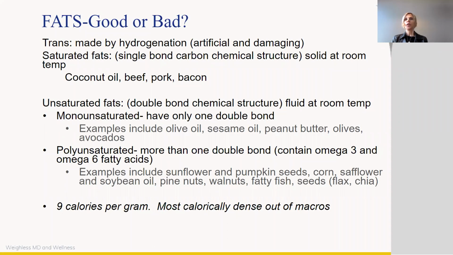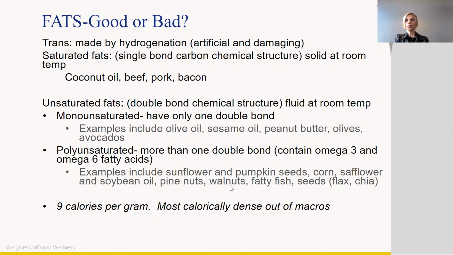So the examples would be monounsaturated. So these are like your olive oils, which most people should be consuming. Sesame oil, peanut oil, olives, avocado, and then polyunsaturated, basically poly. So more than one double bond. And these are the fats that contain the omega-3 and the omega-6 fatty acids. So these are going to be your sunflower, pumpkin seeds, corn, safflower, soybean oil, pine nuts, flax, etc.